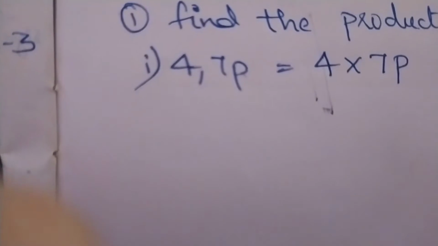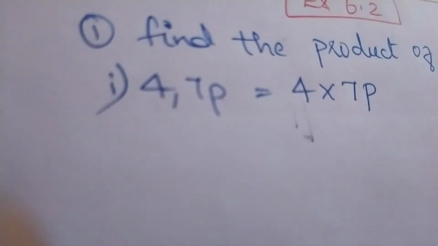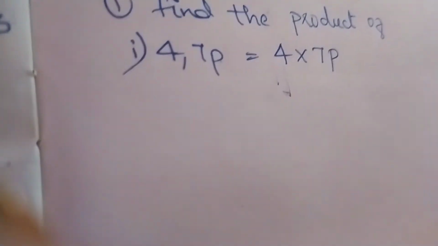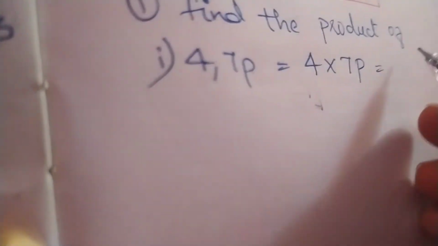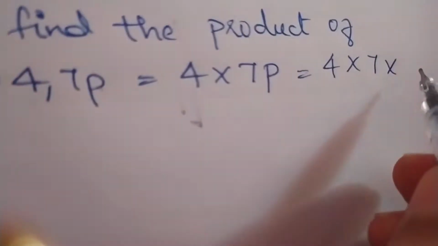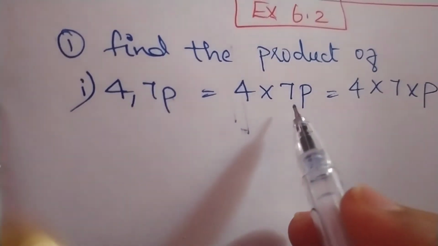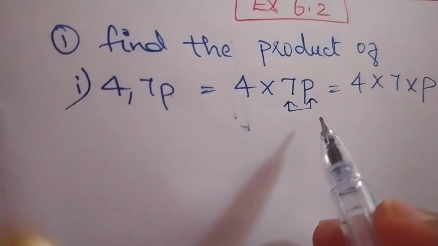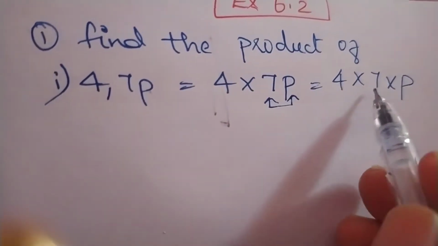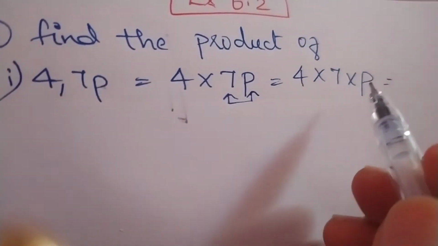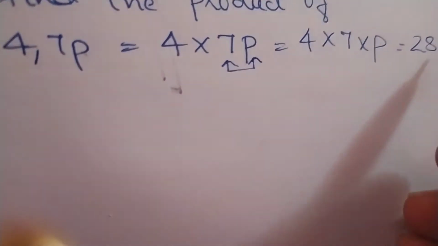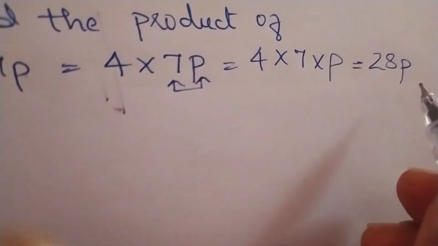So how are we going to do this? This is nothing but 4 into 7p. Okay, so 7 is linked to p. It means 7 is multiplied by p. We can also write this as 4 into 7 into p. When both are linked, attached, fixed to each other, it means it is multiplication. How much is 7 fours, children? 28 into p is 28p. This is the way you do it.